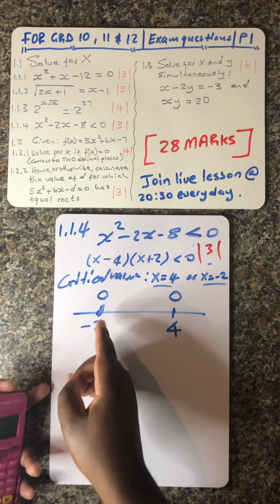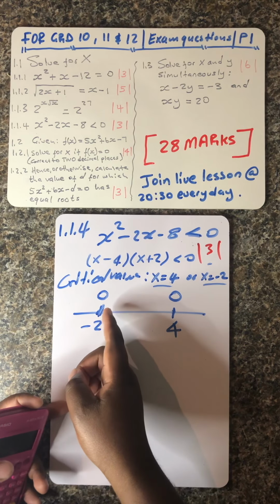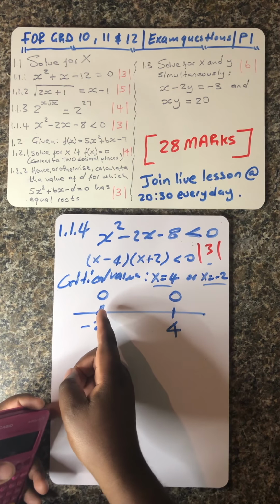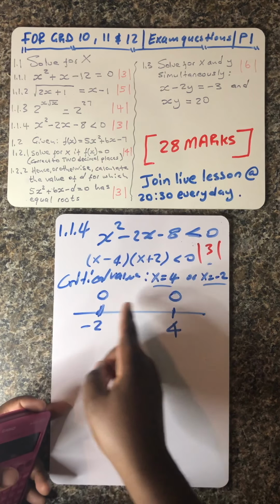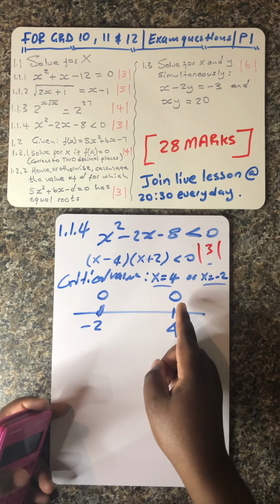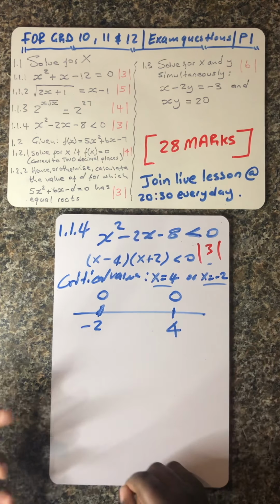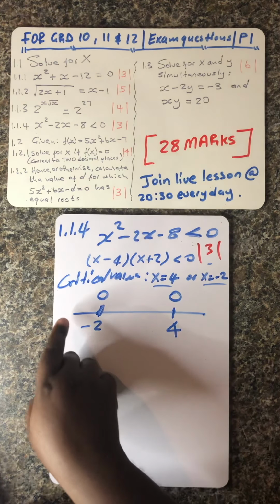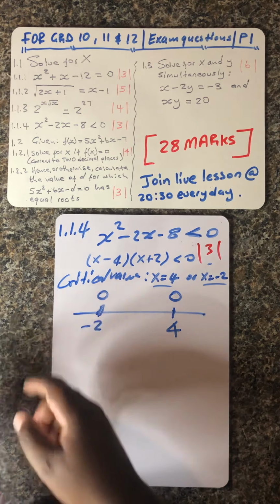So we're going to check for values from -2 going in that direction. We'll check with the values in between. We'll check with the values greater than 4. So now let's first start with maybe -5.